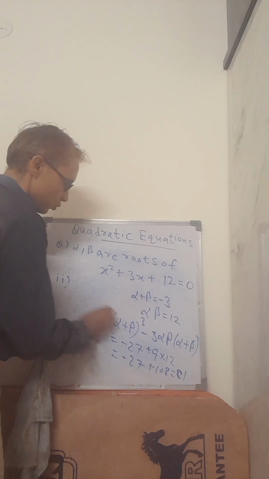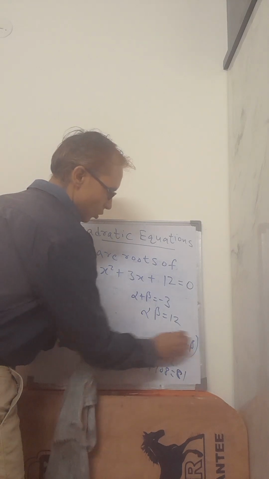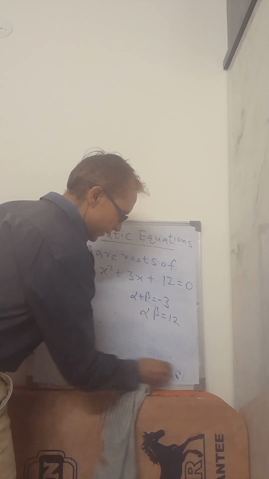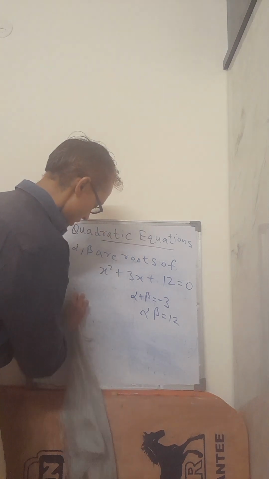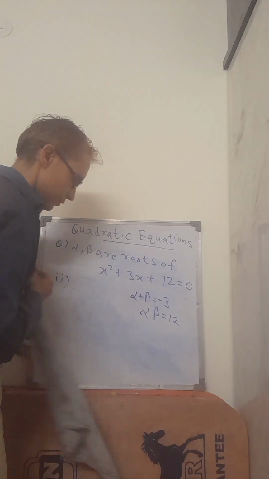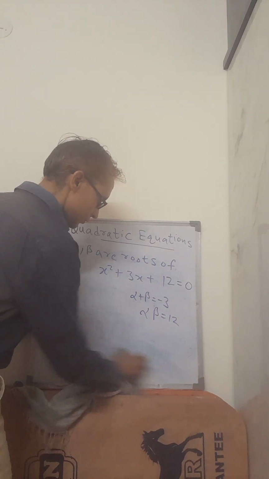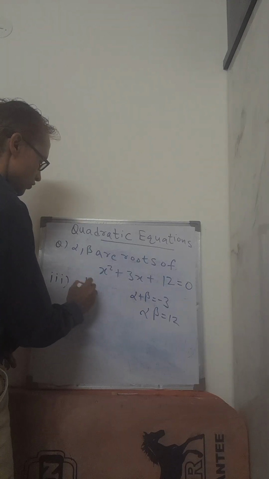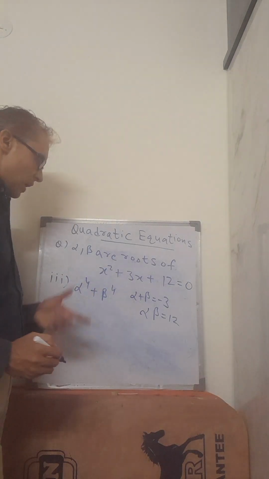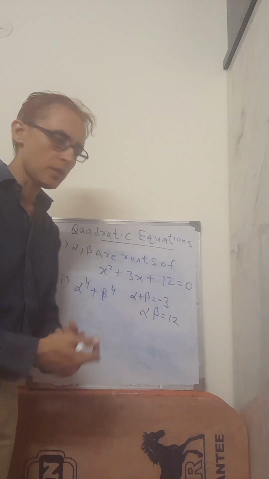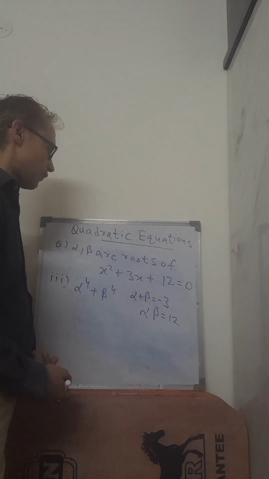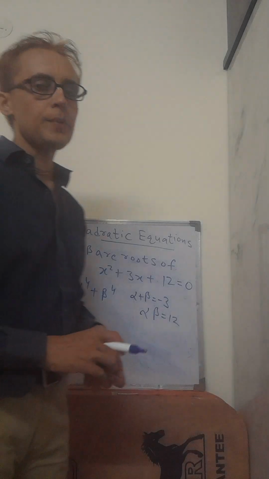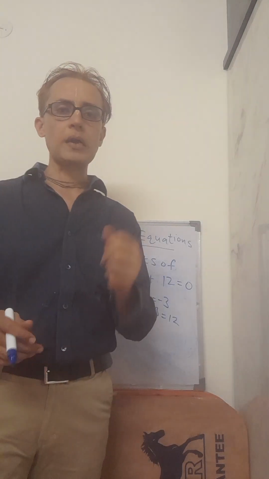Another very commonly used expression, or formula, which I'm going to write down now, is alpha 4 plus beta 4. That is quite commonly used in our JEE Mains also. Questions have come in JEE Mains based on this, so that is an important formula. Again, similar to the first formula which I wrote, alpha square plus beta square, the formula was alpha plus beta whole square minus 2 alpha beta.